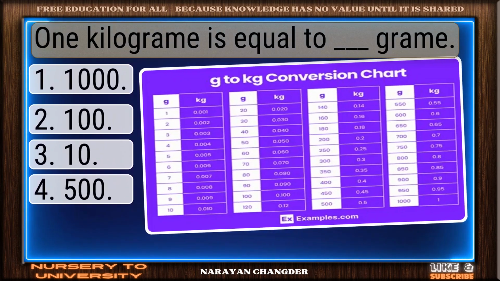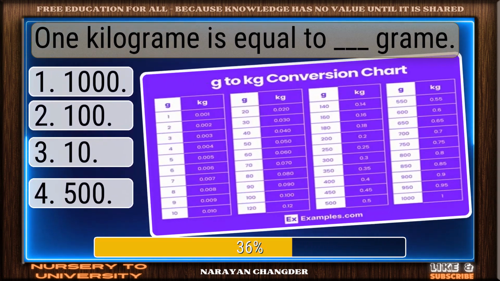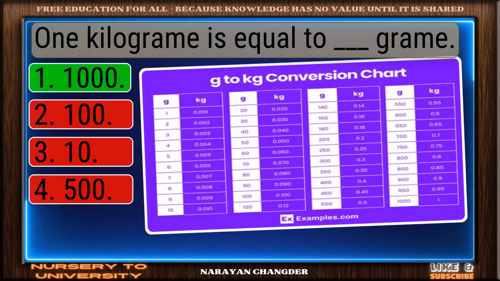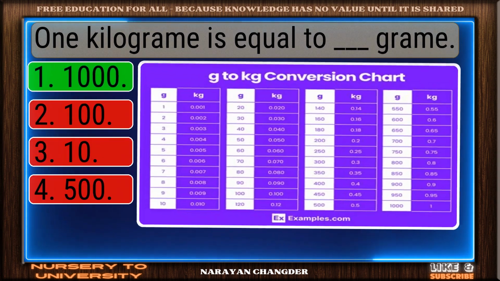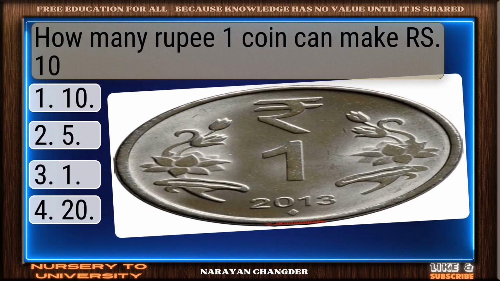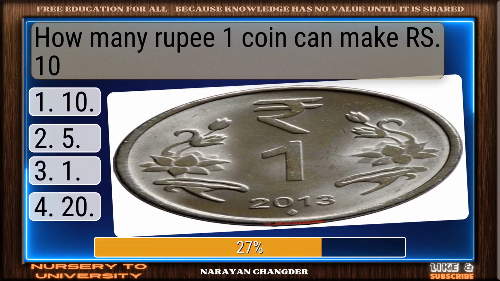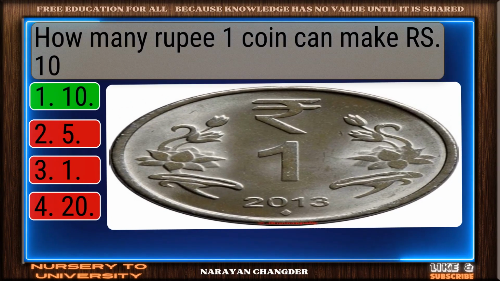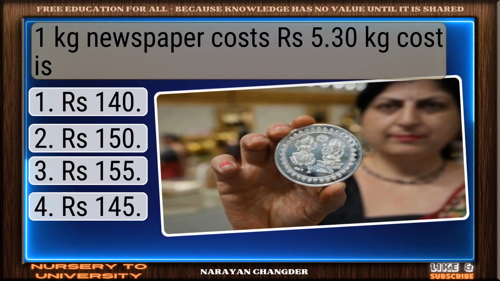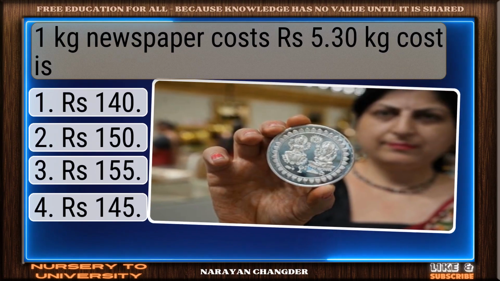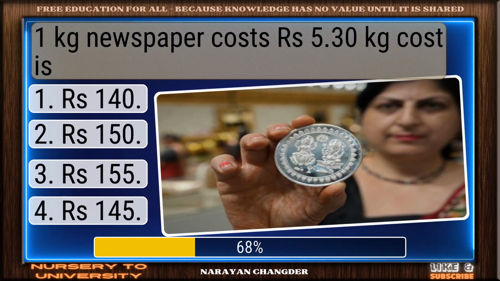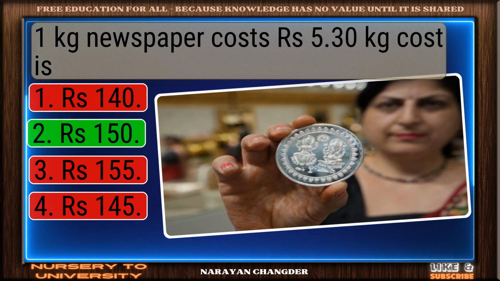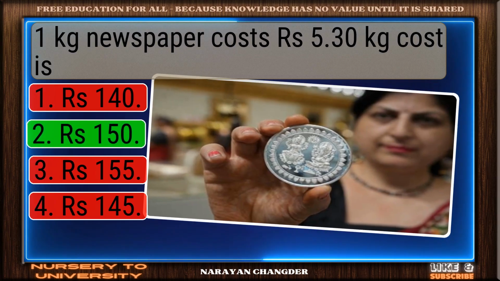1 kilogram is equal to dash gram. You chose 1000, and it is correct. How many rupee 1 coins can make Rs 10? Correct response. 10 is the most accurate answer. 1 kg newspaper costs Rs 530, each cost is. Right again. Rs 150 is a valid answer.